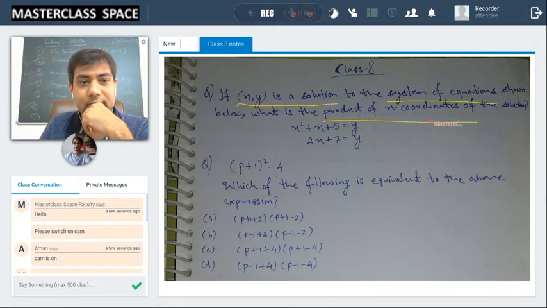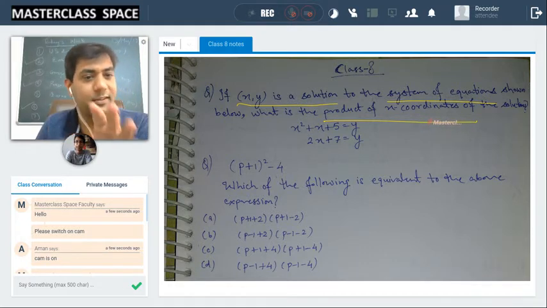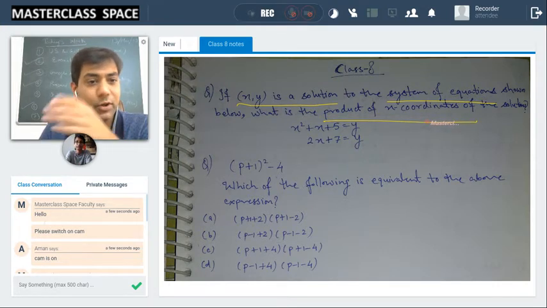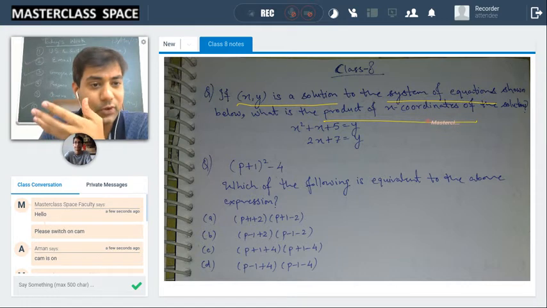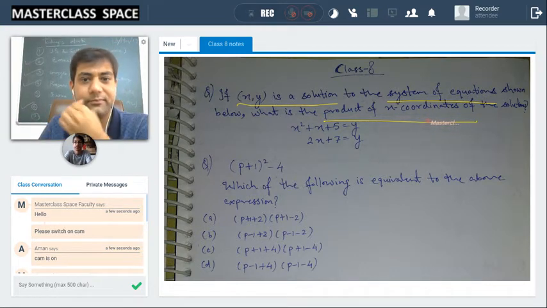Right. So let's see. (x, y) solutions. What is the product of the x coordinates in the solution? So then you have to find the roots first, right, of x in x squared plus x plus 5. You tell me, then I will tell you. No, you tell me how you want to solve it. If you are unable to, then I'll tell you the shortcut.